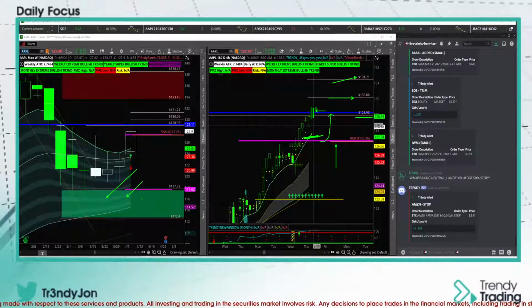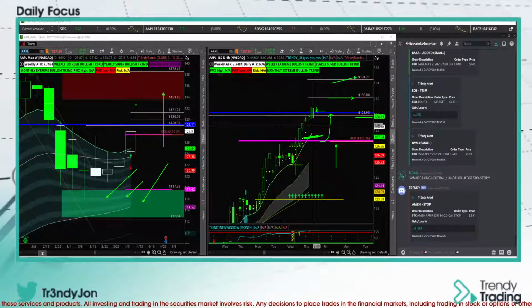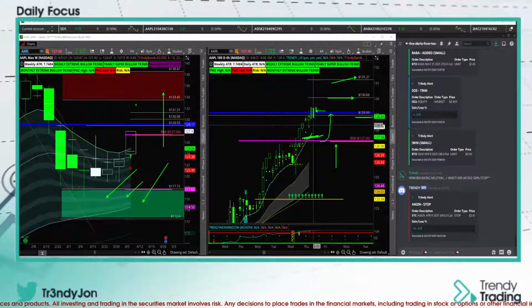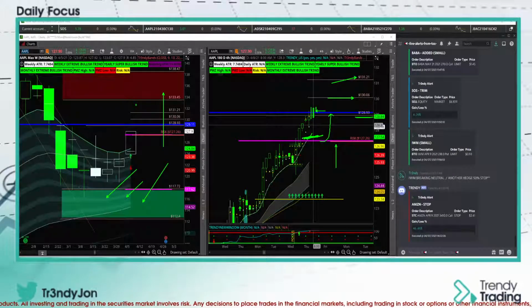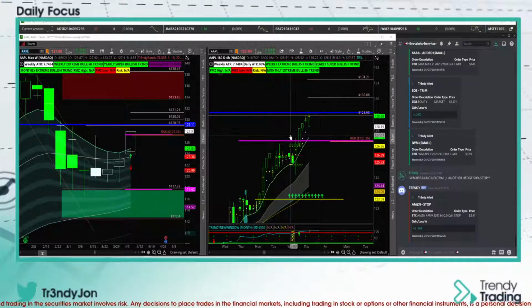Again, from the green box to the red box, everything between is a roadmap to help you stay in a trade or understand where to get out. All right, so that's Apple.